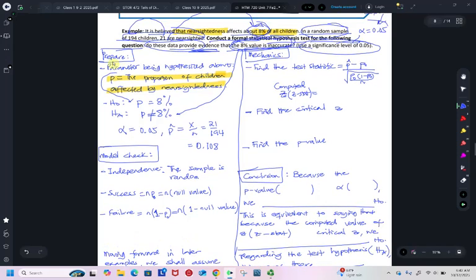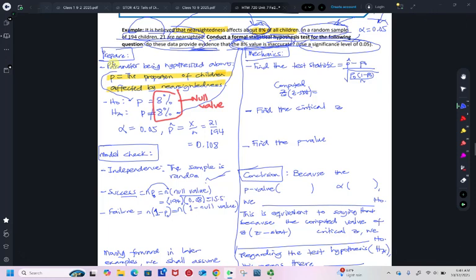The next step is to do the model check. We check if the sample was randomly drawn, which appears to be the case. Then we look at the success condition, where we multiply the sample size, 194, by the null value. The null value in this case is 8%. So 194 multiplied by 0.08, I have 15.52, which exceeds 10. We like that.